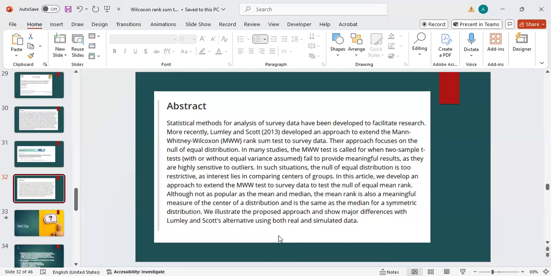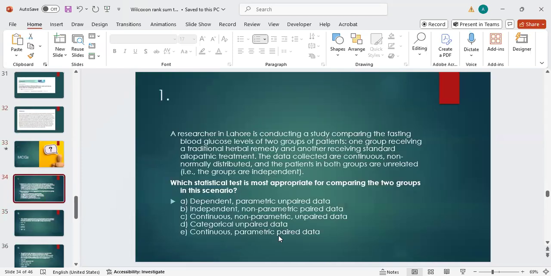The mean rank is also a meaningful measure of the center of distribution, and is the same as the median for a symmetric distribution. We illustrate the proposed approach and show major differences with the Rumsey and Scott alternative using both real and simulated data. Now coming to our MCQ session.